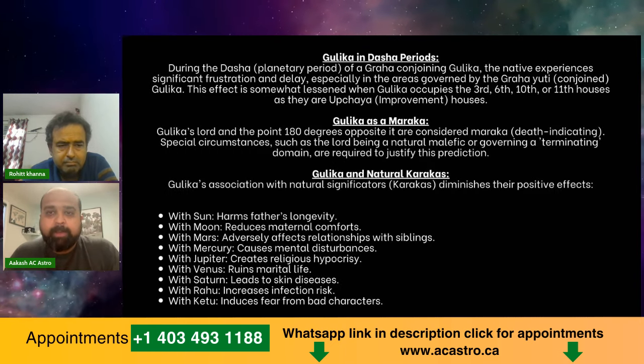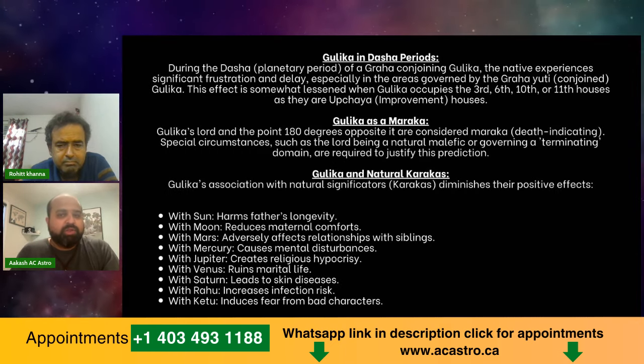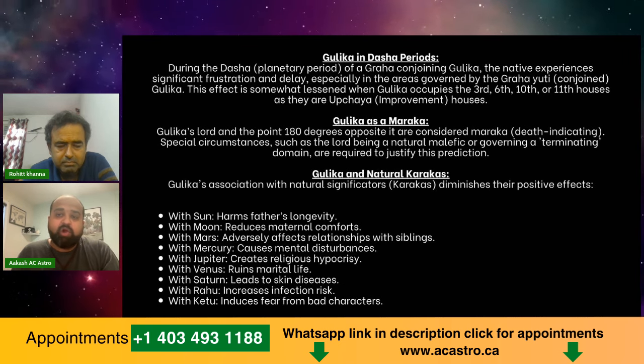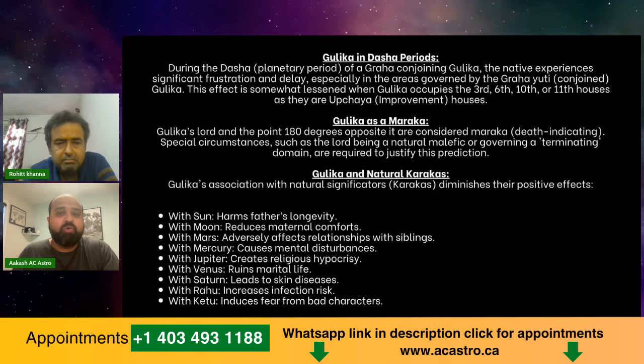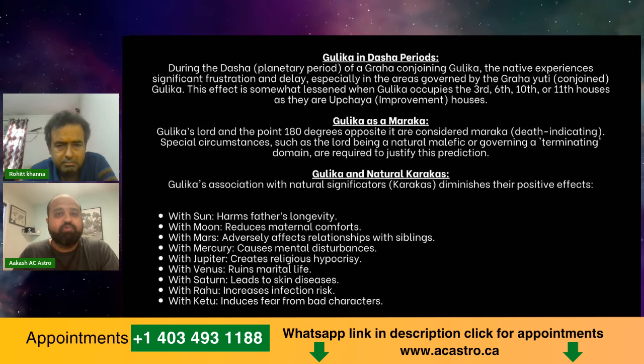Now here, Gulika in Dasha period. During the Dasha, the planetary period of a Graha conjoining, that means in conjunction with Gulika, the native experiences significant frustration and delay, especially in areas governed by the Gulika Yuti. The effect is somewhat lessened when Gulika occupies the third house, sixth house, 10th house, or 11th house. These are all the Upachaya houses, that means improvement houses.